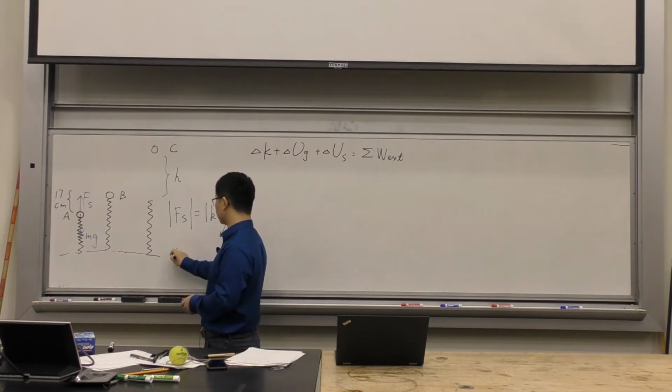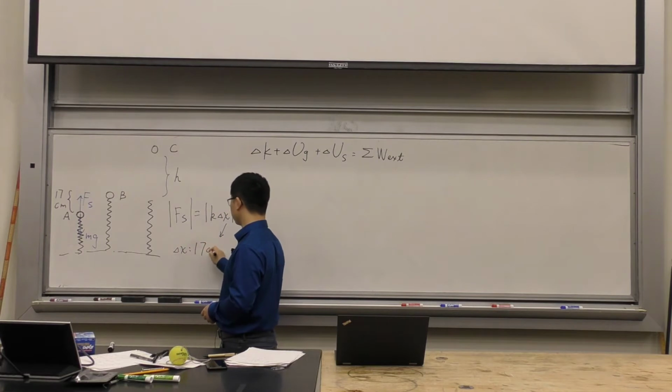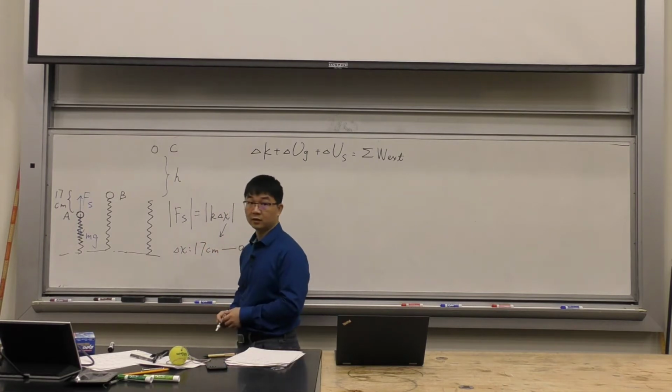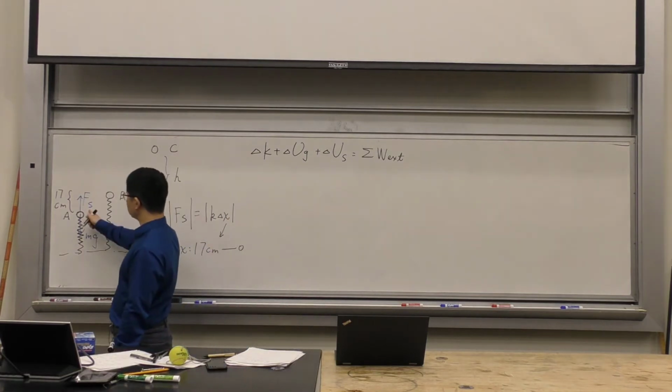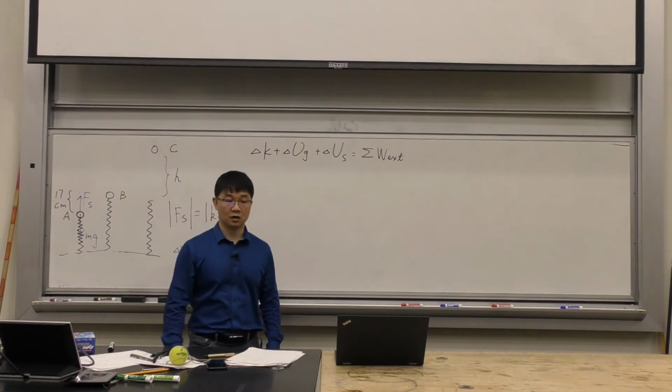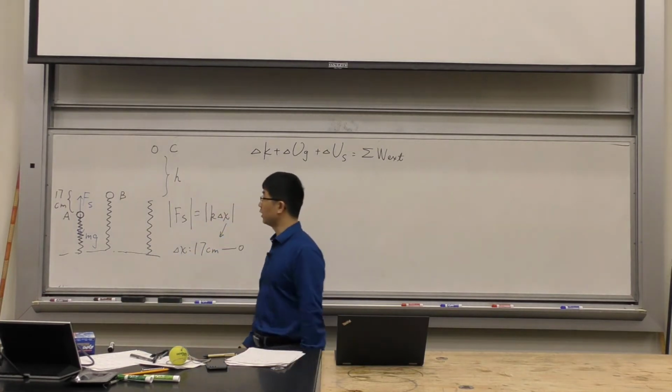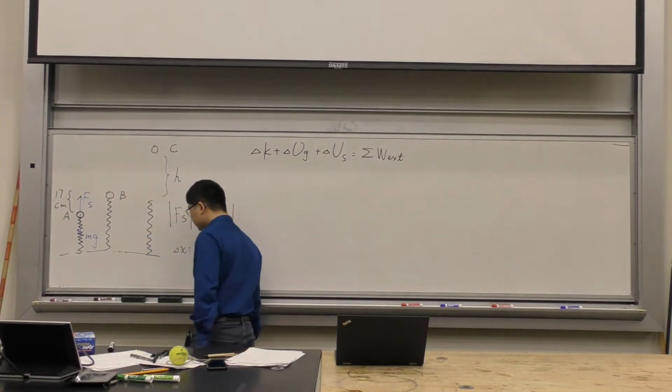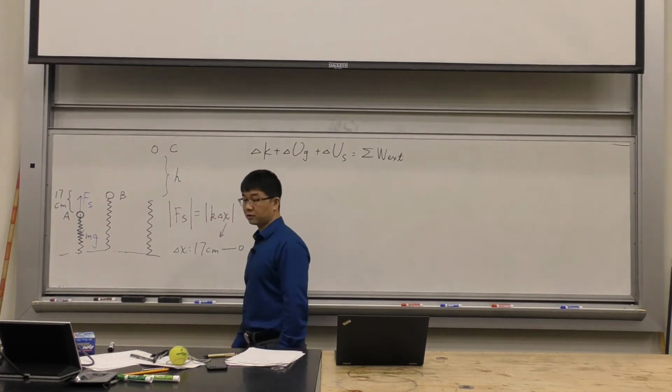So the displacement actually changes from 17 centimeters to 0 at the end. So the force of the spring is not a constant. It actually decreases from some value to 0. So this is not a constant acceleration motion. You can't just do kinematics between A and B. So that looks like a rather complicated process.